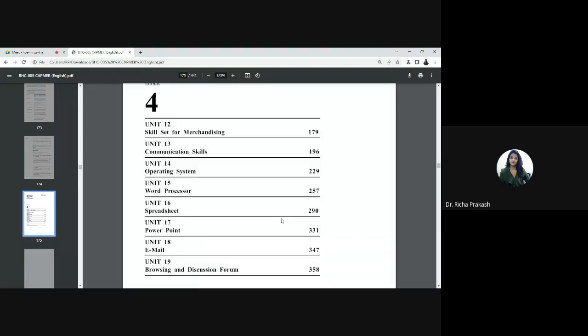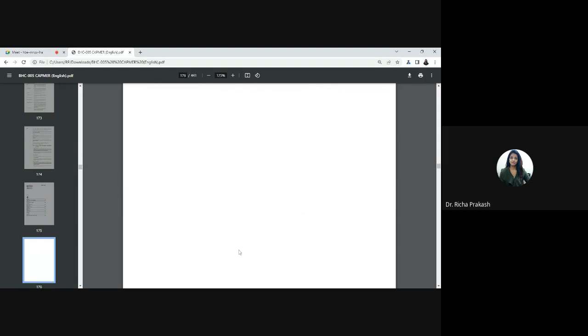Skills. So the fourth block is from Unit 12 to Unit 19. We'll talk about the first two units properly, and then it's all about the computer. I'm sure, first of all, you know how to handle and manage a computer, how to use all the apps. But I'll just scroll through and you can see what things are there.